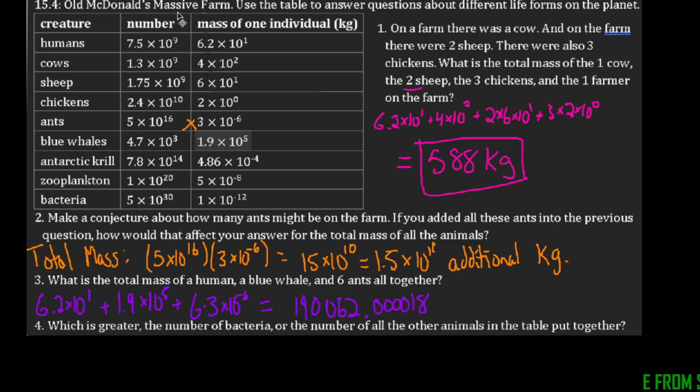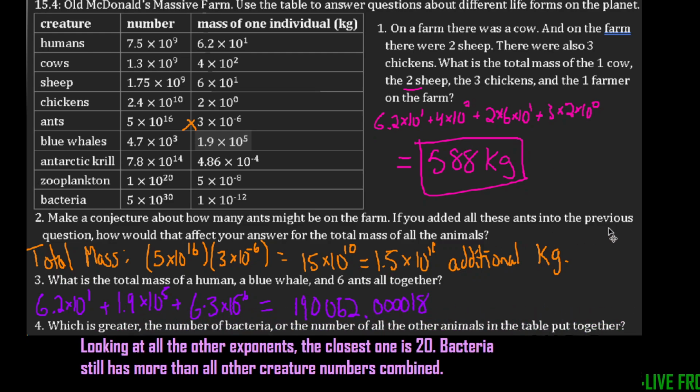And in the last one, it says which is greater, the number of bacteria or the number of all the animals in the table put together. What we can say is, looking at all the exponents, the closest one is going to be 20. So if I look at the exponent of bacteria, notice how that exponent is 30. So it's going to be a very large number. It says bacteria still has more than all the other creature numbers combined.